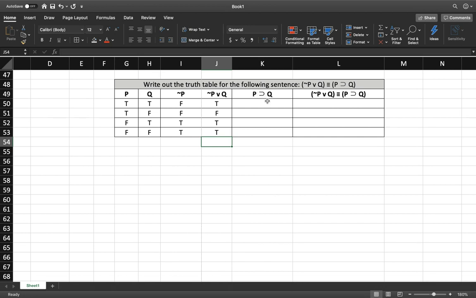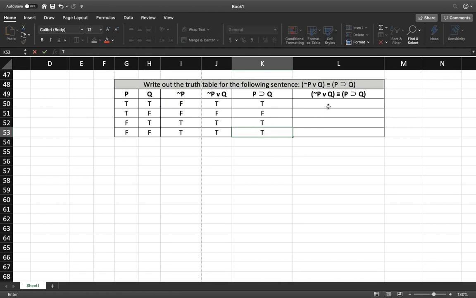Now we have our P horseshoe Q. This is if P then Q. So we already know the truth table for this, at least we should. But just for clarity, we look at these two and we say the only time that the conditional is false is when the antecedent is true, in this case P, and the consequent is false, which is Q. That's this particular row. That's the only time it's false. Every other time it is true.